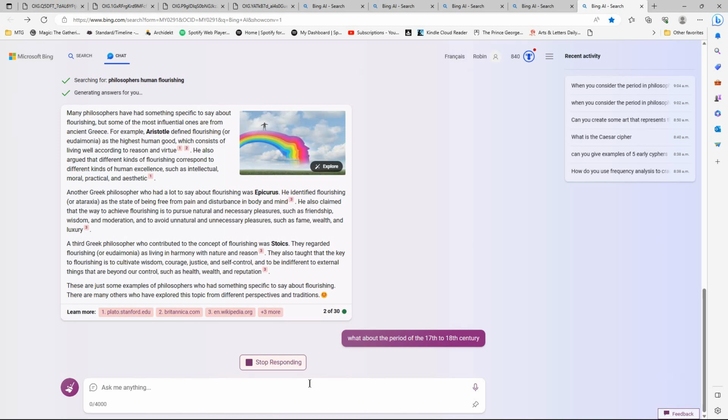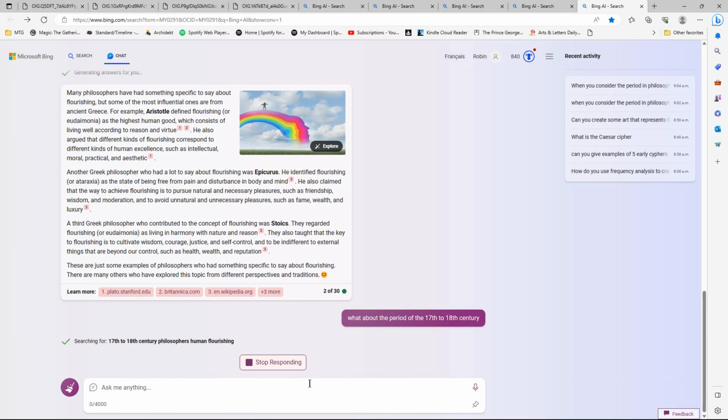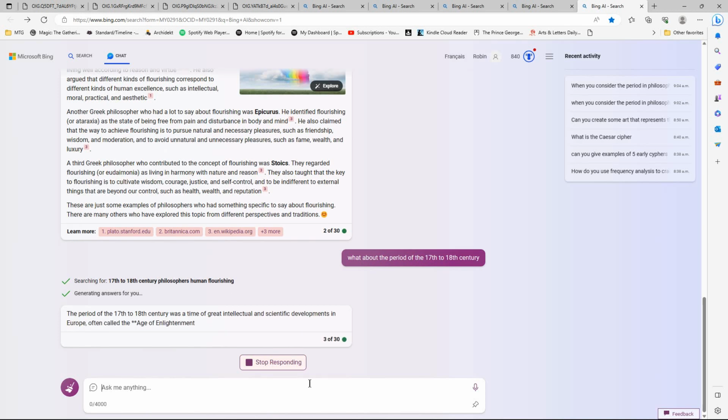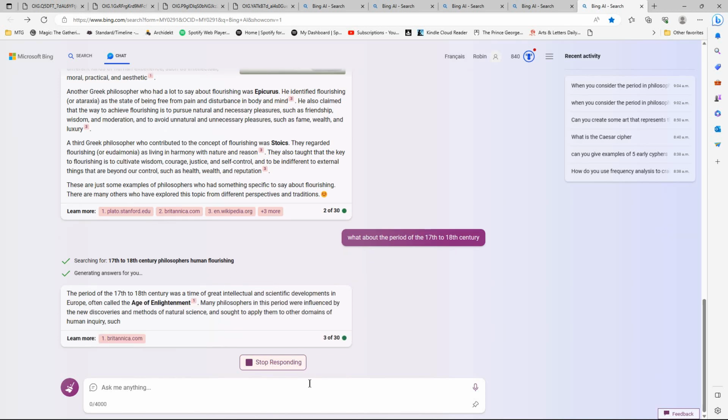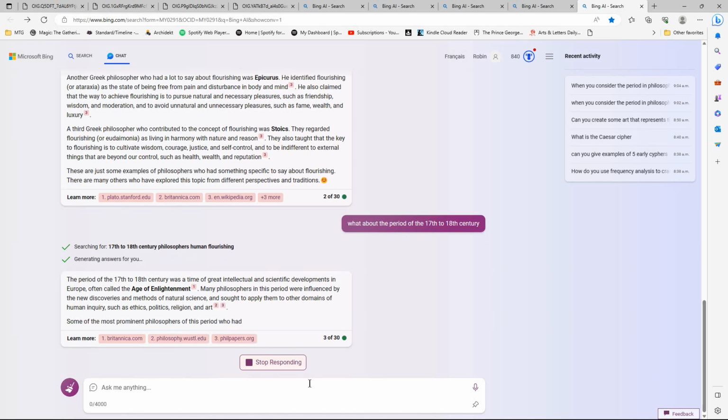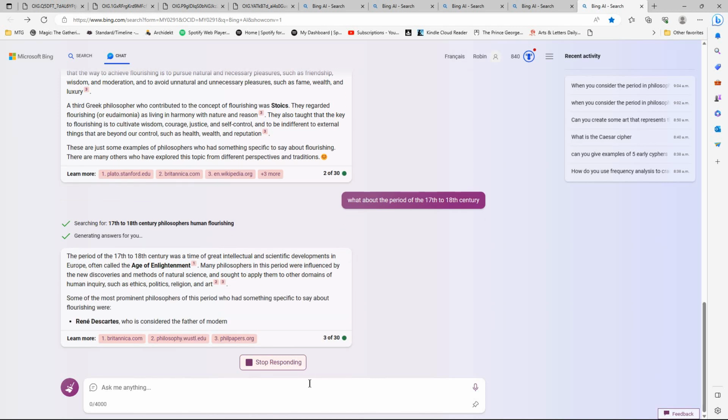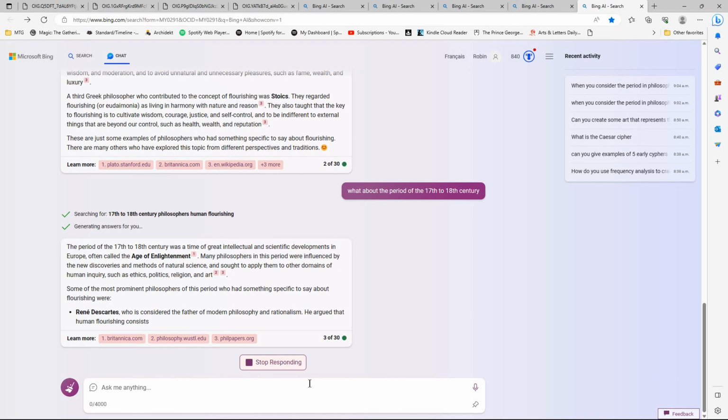So we started off talking about encryption, and we're now into 17th, 18th century philosophy, rationalists and empiricists. But part of the idea of doing this is also to talk about what I've been working on this week and how I've been leveraging, specifically, Bing Chat.